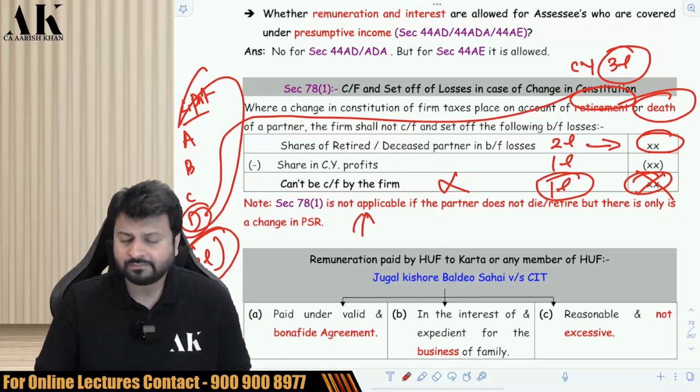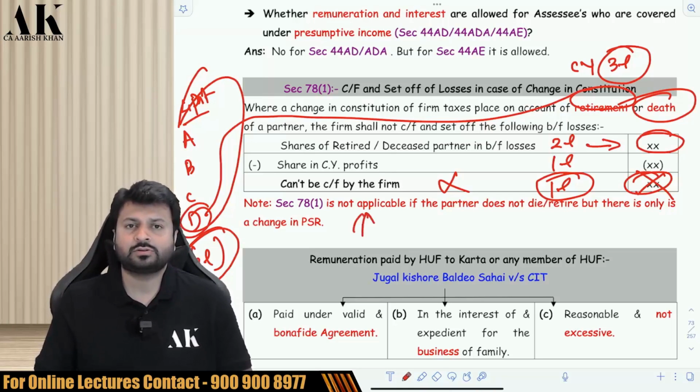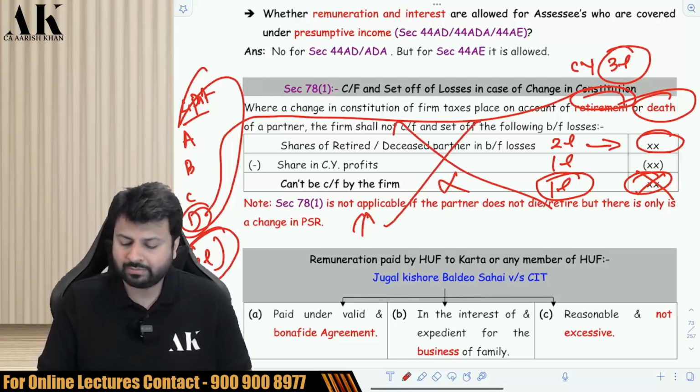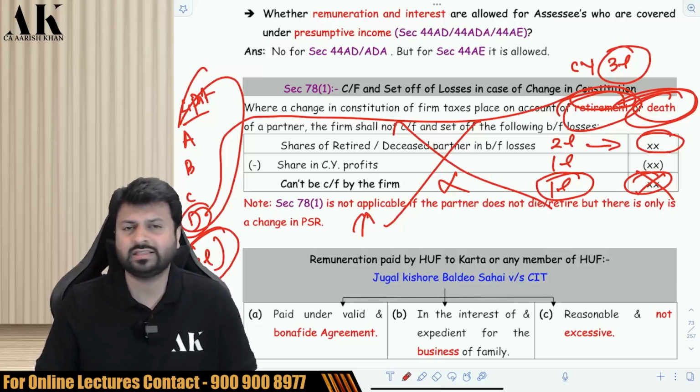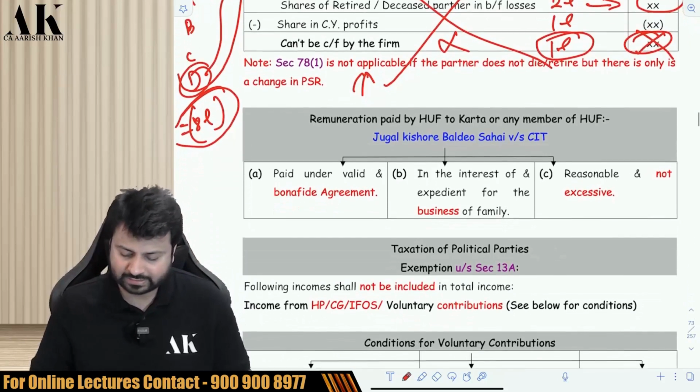One last thing over here. Sir, will this section be applicable if the partner does not die and does not retire and there is only a change of PSR? No. This section is only applicable if the partner retires or dies. This section is not applicable if the partnership firm just changes the PSR between the 4 partners and there is no retirement and there is no death. Okay, then this section is not applicable. Next.